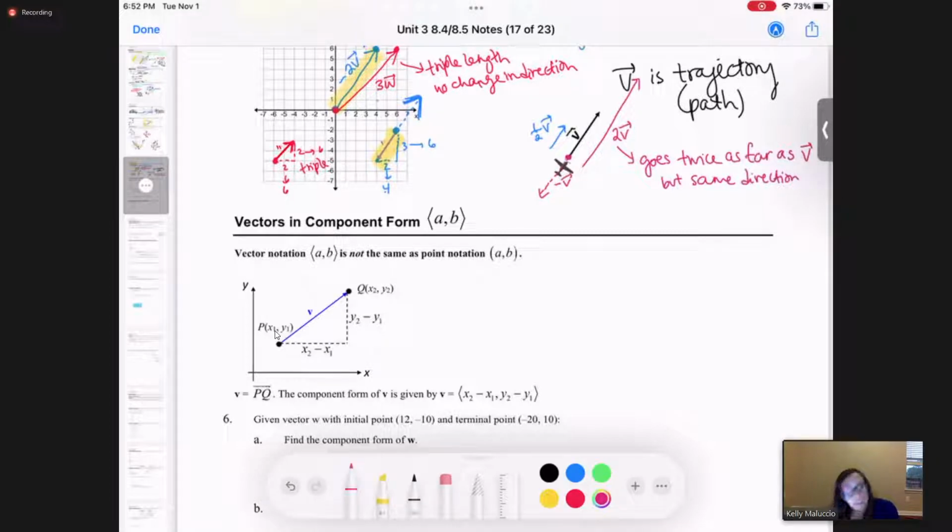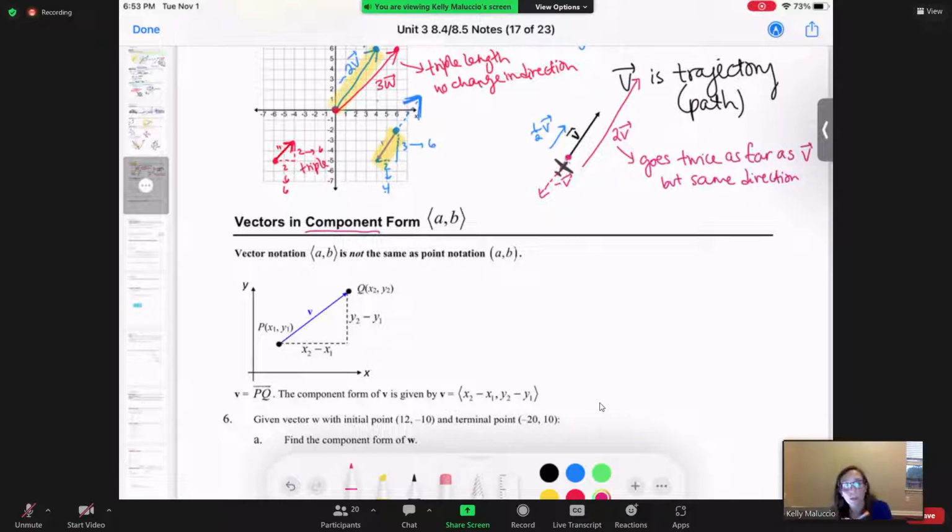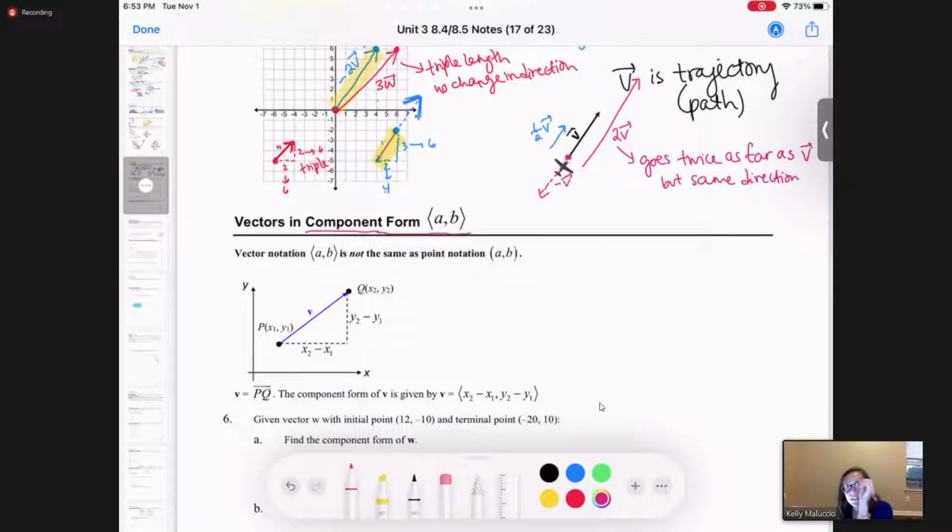So now we have this form, vectors in component form. Before, the vectors were either drawn or given like -3, 1, 2, 4, 1, saying this point to that point. But you can also write them in component form, where we have these little brackets with A, comma, B. Notice how vector notation is not the same as points notation. This does not mean A, comma, B like the ordered pair.